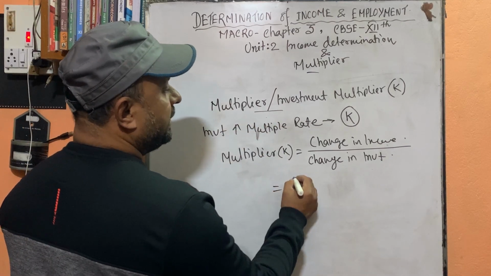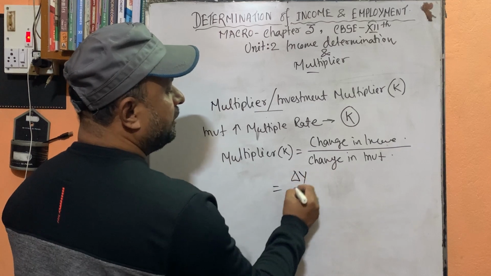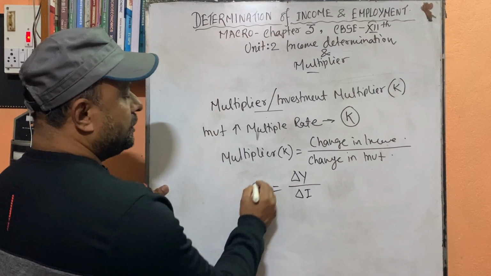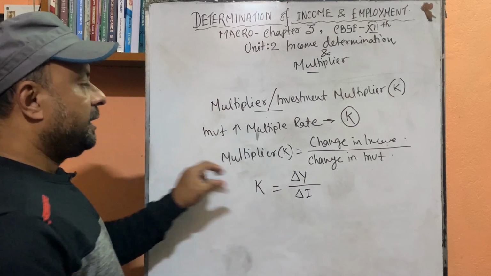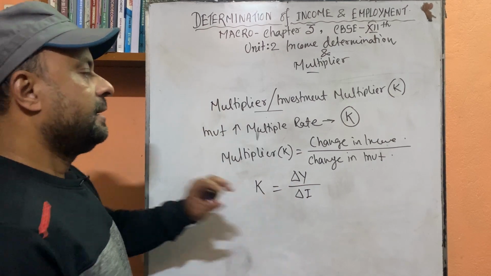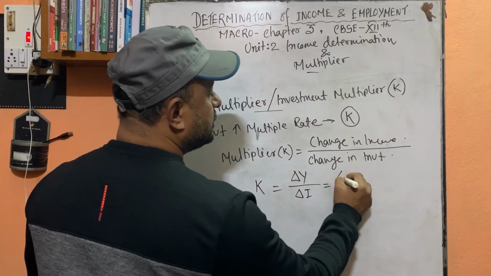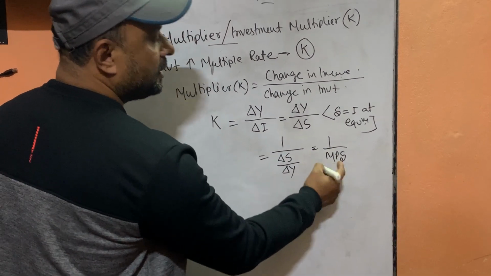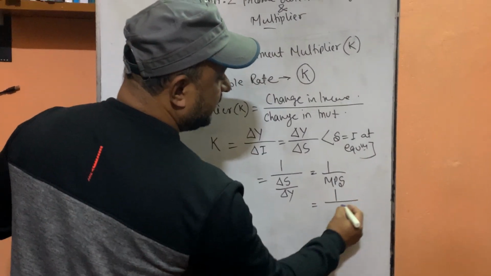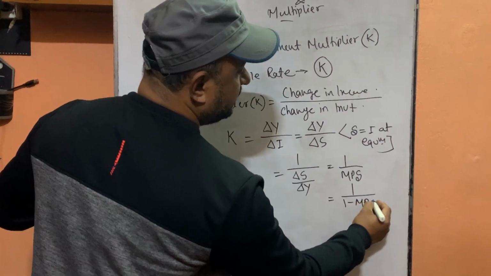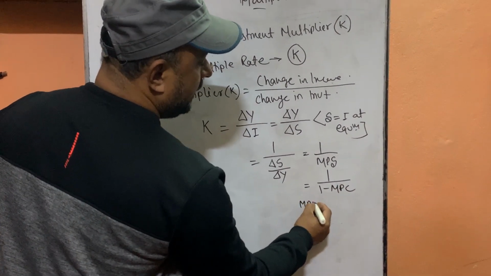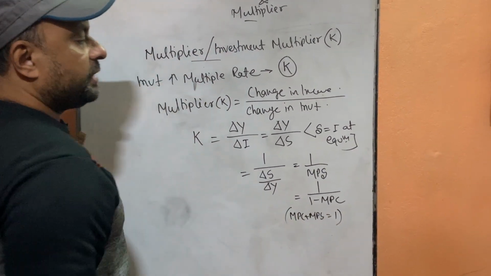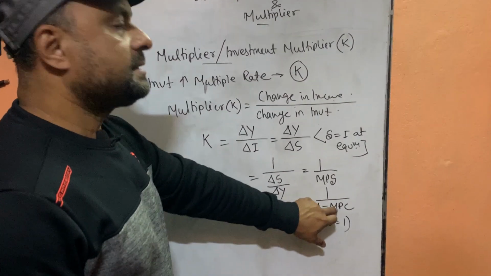In symbol we can write it like that. Change in income means delta Y, Y is the symbol of income, and change in investment is delta I. So multiplier is the ratio of delta Y by delta I. Now we can explain it in this way also: the multiplier is equal to 1 by MPS. MPS can be further written as 1 minus MPC, because earlier we learned MPC plus MPS is equal to 1. So in place of MPS we can write 1 minus MPC.